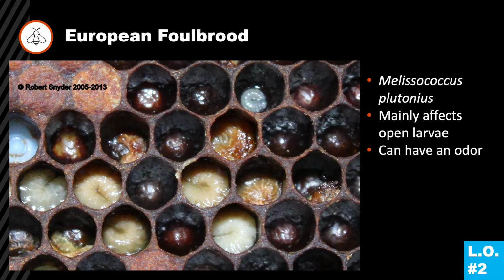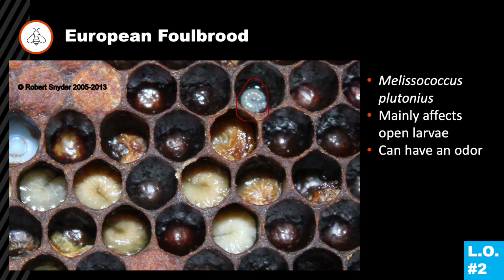European foul brood is caused by the bacteria Melissococcus plutonius. European foul brood affects only the open cells, so it affects the larval stages. If you recall, a normal larva should be white, glistening, and plump appearing.